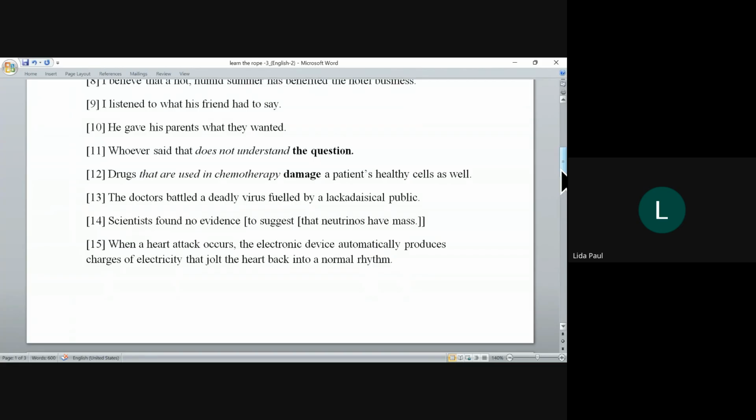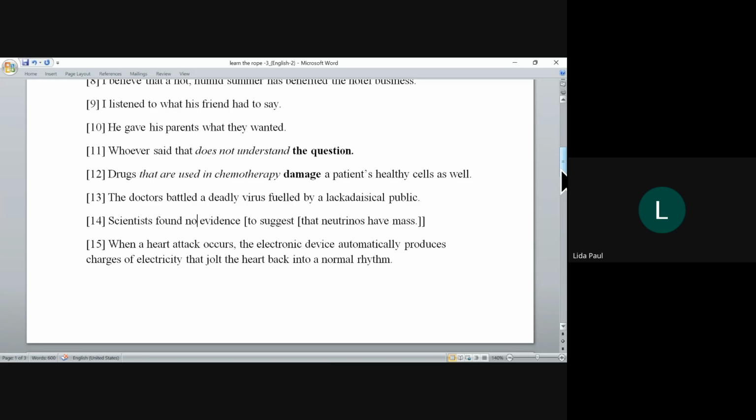Virus fueled by a... okay. So pick out the verb for me in this. Battled. Battled, right? The doctors battled. Battled is your main verb. So the doctors battled a deadly virus fueled by a lackadaisical public. This probably has more than one subordinate clause, but at least pick out one for me. Fueled by... actually, there's only one. So it starts from fueled. Correct. Fueled by a lackadaisical public, right?